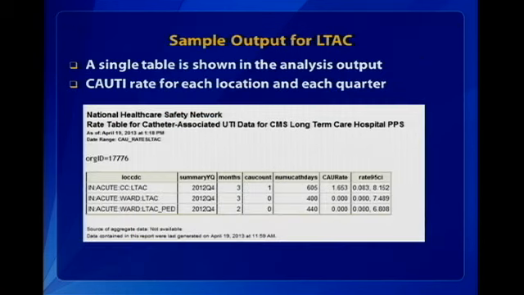So here is sample output for LTAC. A single table is shown in the output, and it's showing you the county rate for each location and each quarter. Again, you want to review all of the variables we show here. You can notice in this example, for the PEDS LTAC ward, they only have 2 months of data, and that should alert you that some of the data is missing.